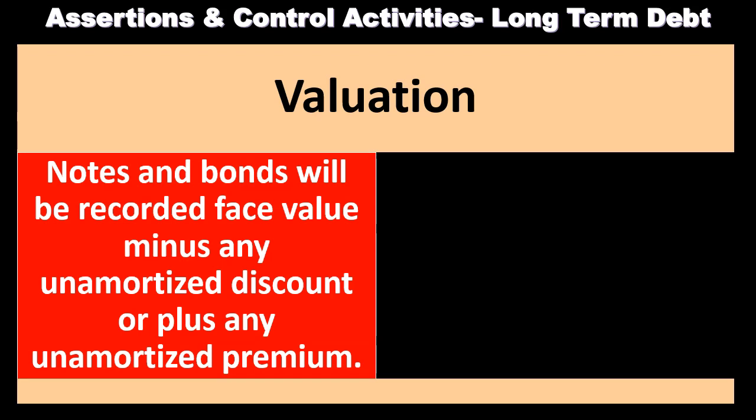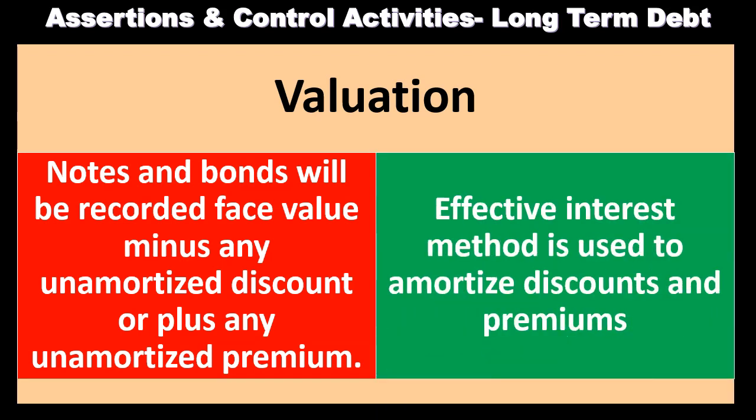Notes and bonds will be recorded at face value minus any unamortized discount plus any unamortized premium. So we're going to put these on the books as liabilities for the face amount and then account for amortization of unamortized amounts for discounts and premiums. Those, of course, relate to bonds. So bonds are a bit more confusing because of these discounts and premiums.